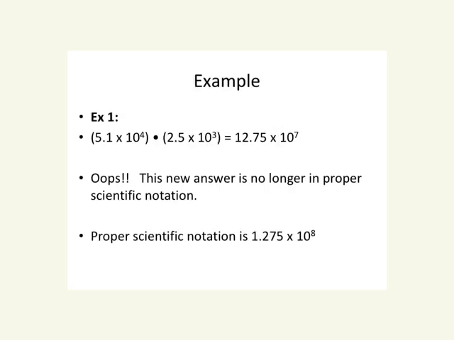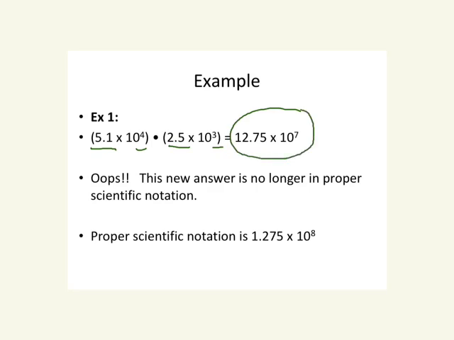Alright, let's go over one example of multiplication. Here we have 5.1 times 10 to the fourth times 2.5 times 10 to the third. If we go ahead and follow the directions as we just talked about on the last slide, we would go ahead and multiply our coefficients. So we'd multiply 5.1 times 2.5 to get 12.75, and then we'd add our exponents. 4 plus 3 is 7. So we would get the answer 12.75 times 10 to the 7th.